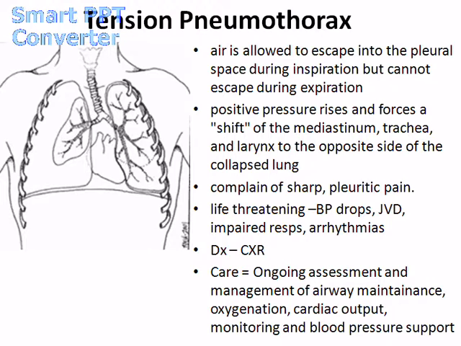Because what happens is the other lung becomes compressed and causes so much pressure. So this is diagnosed with chest x-ray, and it's treated by placing a chest tube. And then we're going to do ongoing assessment, airway maintenance, oxygenation, and monitor cardiac output and blood pressure.